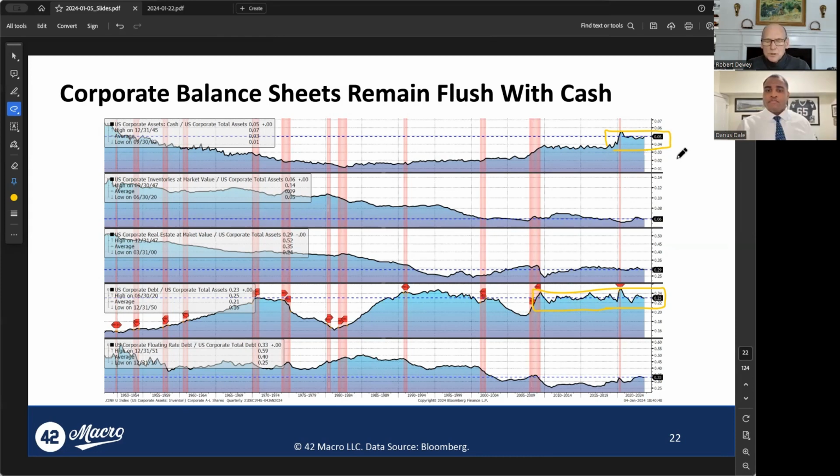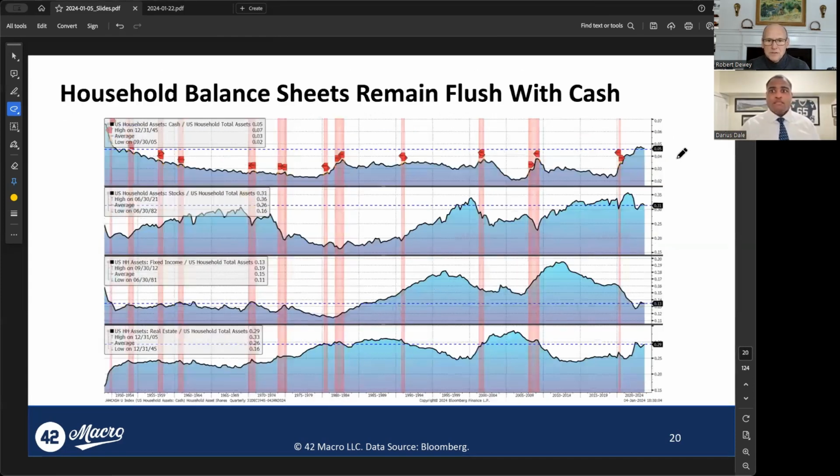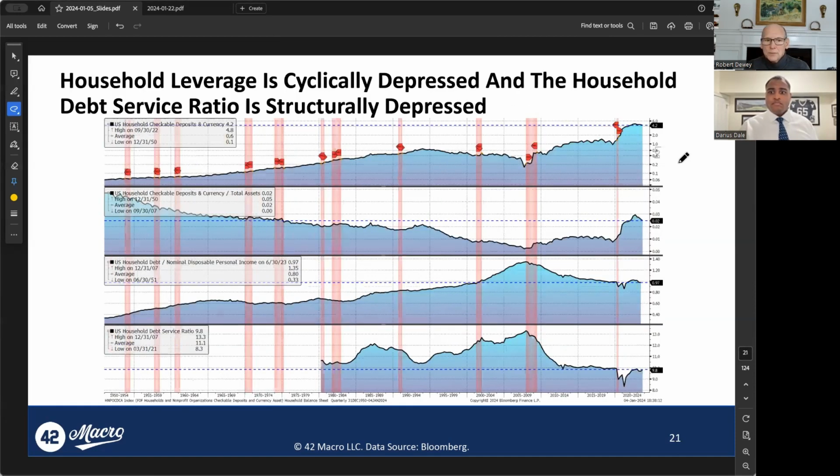And this is a similar look on the consumer as well, right? The consumer's balance sheet was filled up in 2021, 22. And even though you have rising credit card debt right now, overall danger signs are still pretty muted.